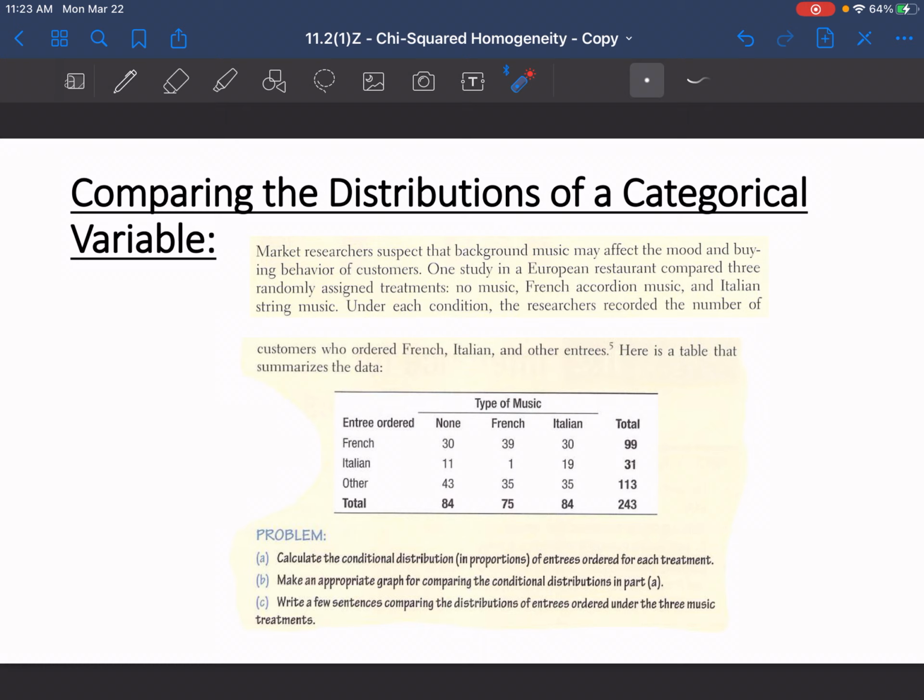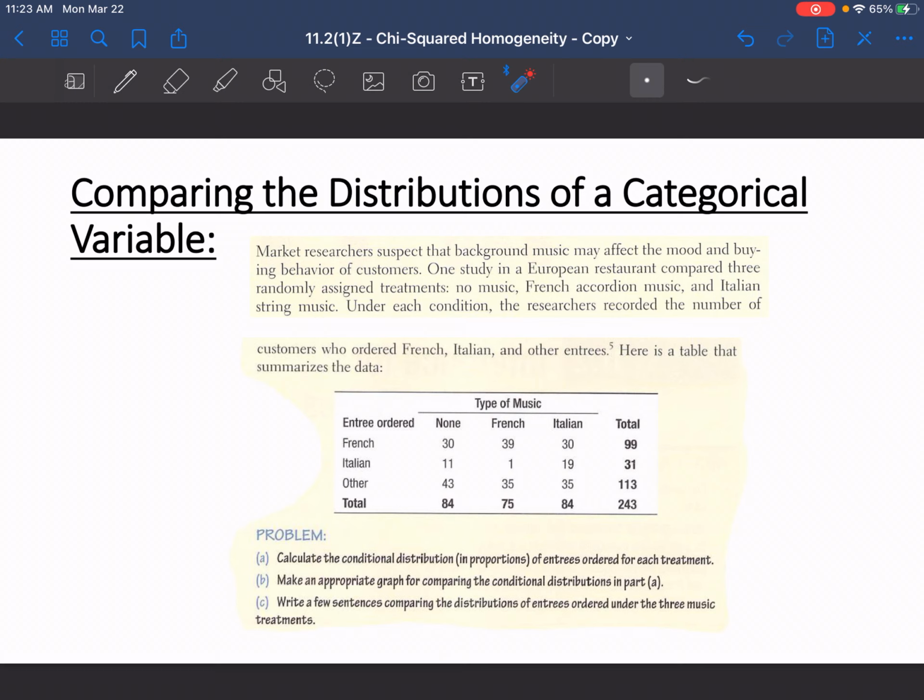In this table, each column represents the type of music that was played in that restaurant, and then the rows will represent what entree was actually ordered based off of what type of music. So in this case, when no music was played, there were 30 French entrees ordered, and when no music was played, there were 11 Italian entrees ordered, and then there were 43 other entrees ordered when no music was played. So really, we have 3 parts to this problem.